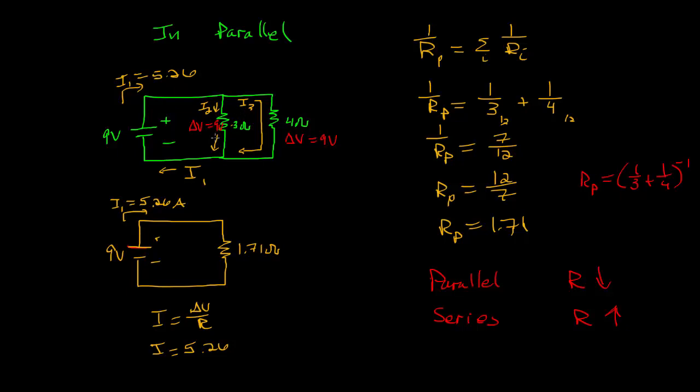So now we can figure out the current in each of these. And remember, current is just this divided by that. So my current here, I2, is equal to 9 divided by 3, which is 3 amps. And if I come over here, this would be 9 divided by 4, so my current I3 would be 9 divided by 4, 2.25. So when they come back together, I would add 3 plus 2.25 to get 5.26. There's rounding in there.